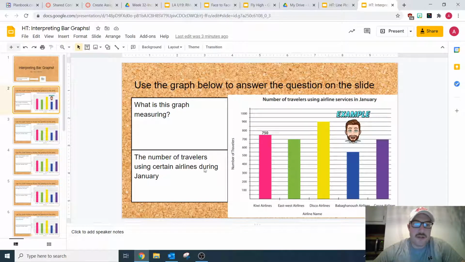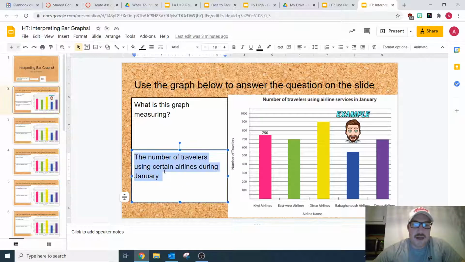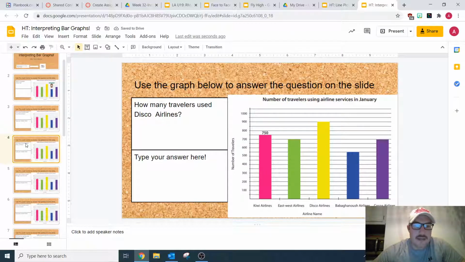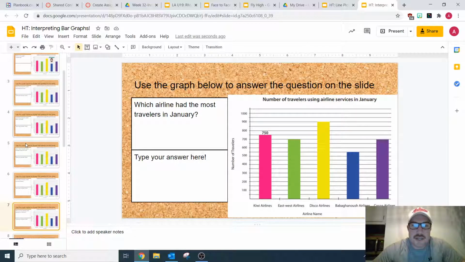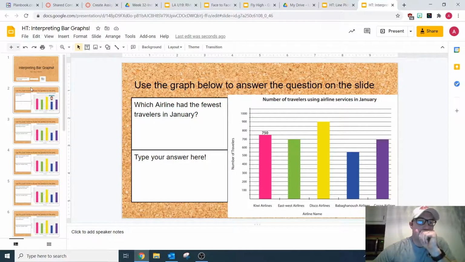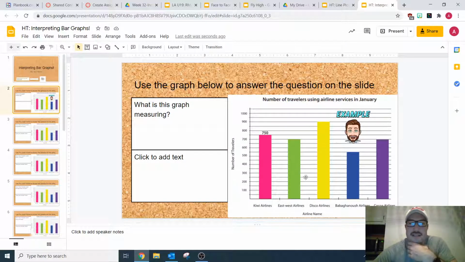So what you're going to be doing here is looking at these different bar graphs, or this same bar graph, and answering a wide variety of questions. Like if I just flip down to slide 8, it says, which airline had the fewest travelers in January? Since all of these are in January, these are different airlines, then I'm going to be looking and saying, okay, which one had the least number of people in January? So you're going to be answering the question on the slide based on this graph.